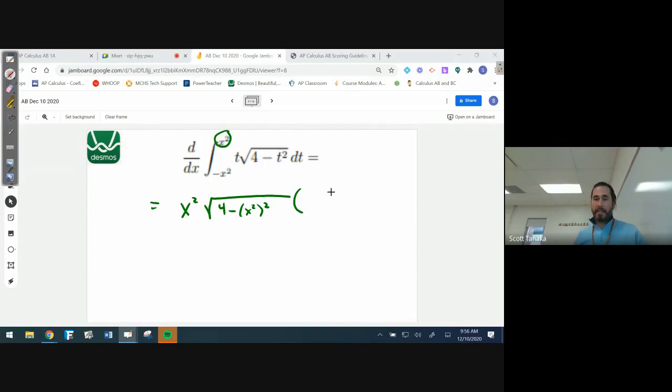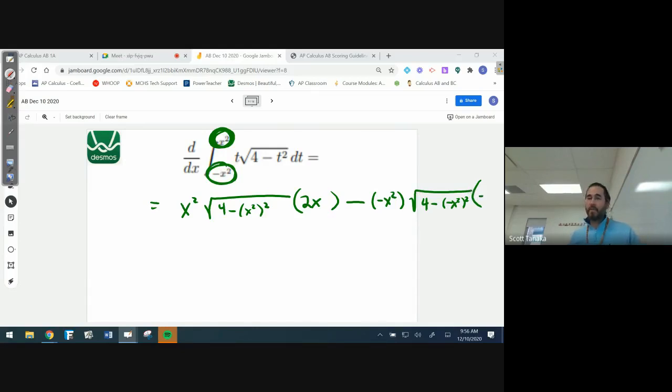But then I got to take the derivative of what I plugged in just one time. Okay, I know I plugged it in twice, but when it chains, you just take the derivative of the inside, and the inside was x squared, and the derivative of x squared is 2x. Minus, now I plug in the bottom guy. I'm going to plug in that bottom guy wherever I see a t. But then I got to chain what I plugged in the bottom. And the derivative of negative x squared is negative 2x.